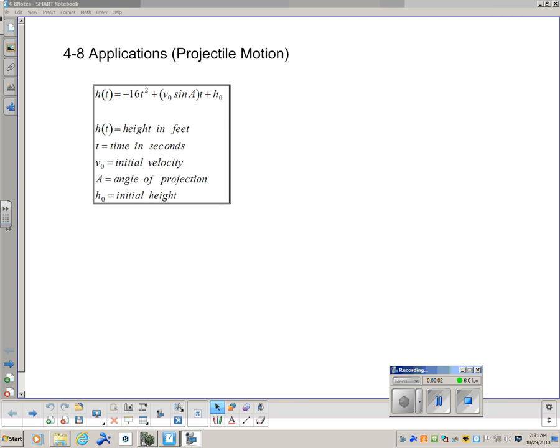Today we're going to be working on 4/8, so you're going to need out your 4/8 notes. This ties in really well with the quadratic formula. We're going to be using that in this section as well.